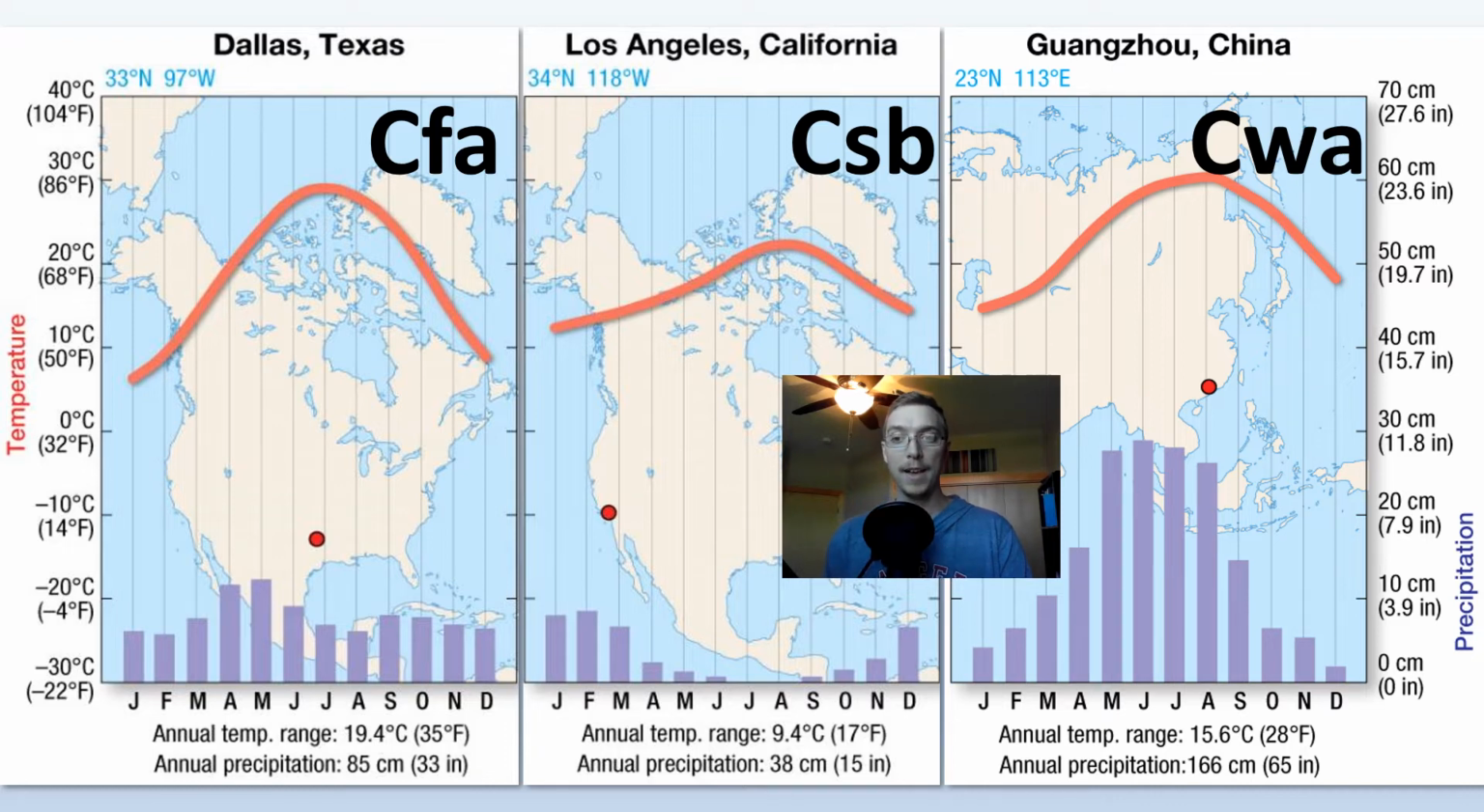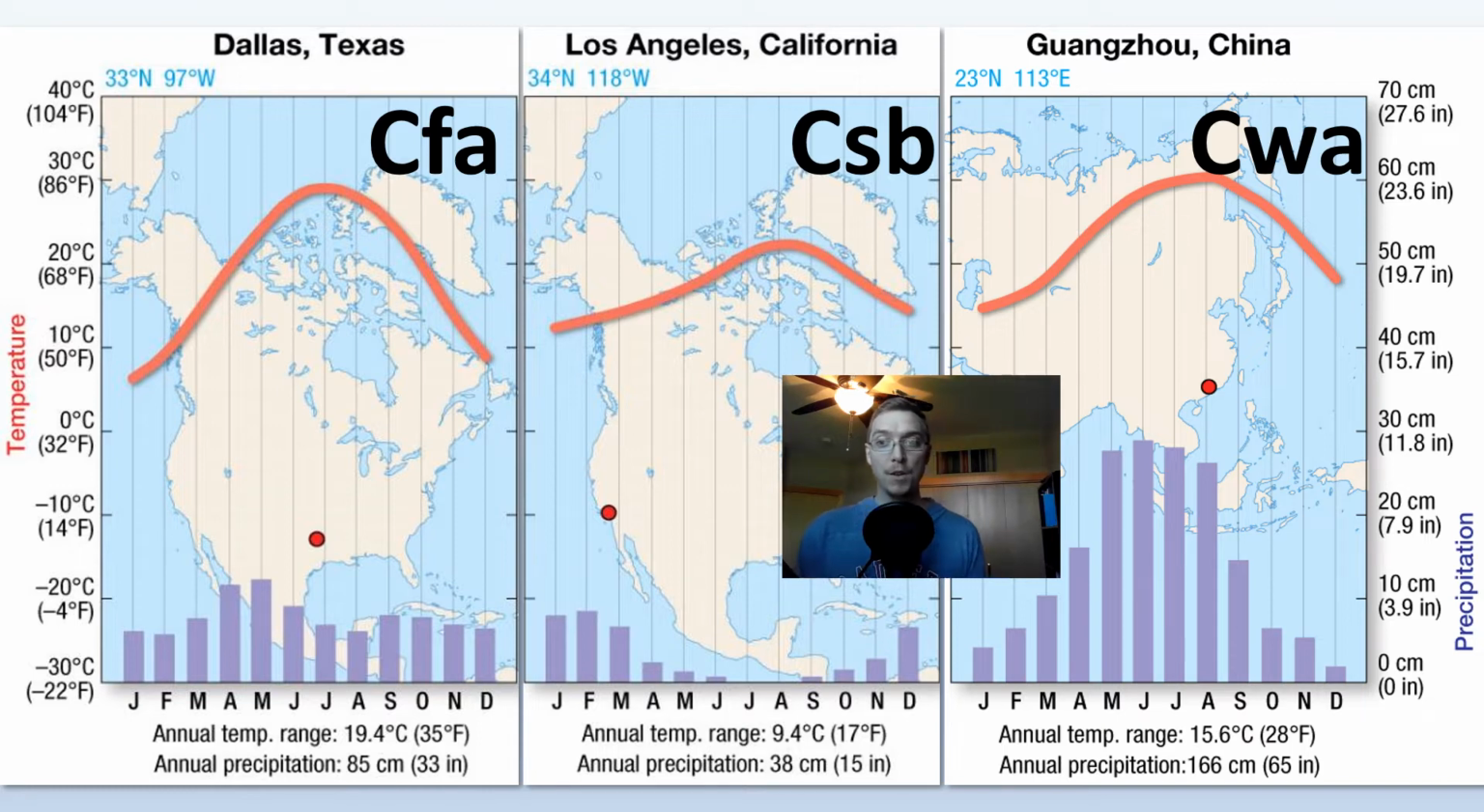Moving on to LA, Los Angeles, did you get a CSB climate? See how there are at least 3 times more precipitation in the wettest winter month, February, than in the driest summer month, July or August in this case. Also note that the driest summer month gets less than 40 millimeters of precipitation. Finally, did you see that no month gets above 22 degrees Celsius, and there are at least 4 months above 10 degrees Celsius? There we go.